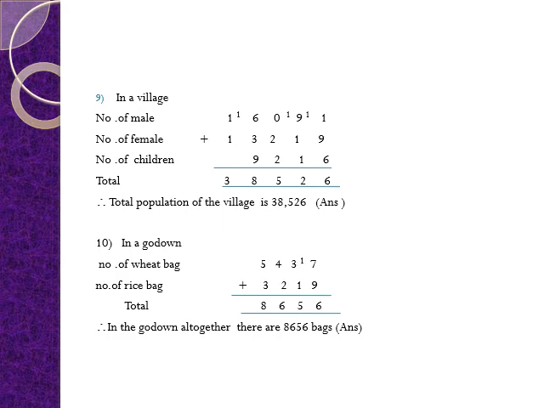Question number 10. In a godown there are 5,437 bags of wheat and 3,219 bags of rice. How many bags are there altogether? So in the godown, number of wheat bags 5,437, number of rice bags 3,219, total 8,656 bags are there.